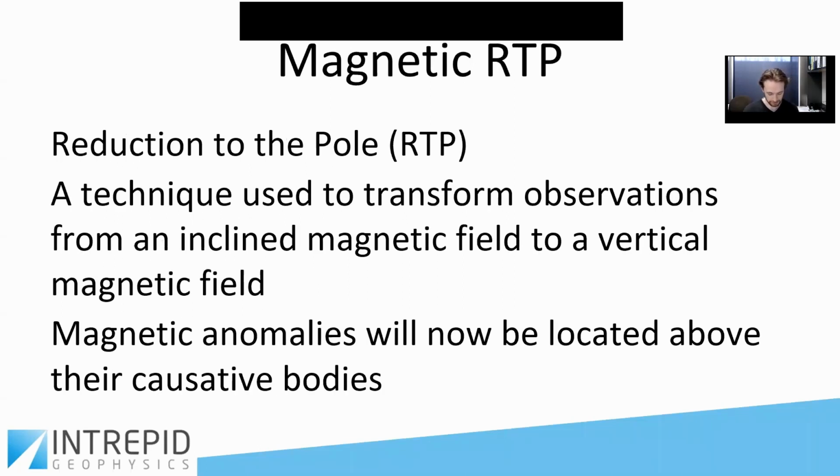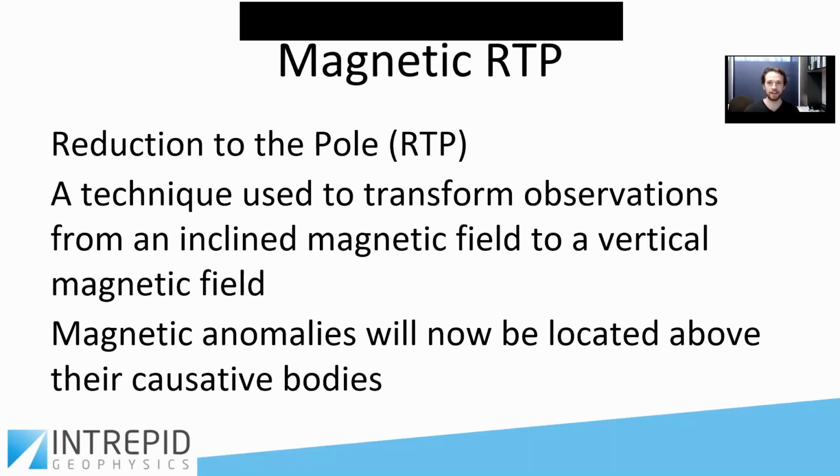So of course, RTP stands for reduction to the pole, and basically we're using this technique to change an observed data set that was measured with a certain inclined magnetic field, and we want to reproduce the signal as if the data set had been measured where the field was vertical, so at the pole. Now, the reason that you want to do this is to make sure that the bodies that are underneath the surface are actually located underneath the anomaly that you've measured.